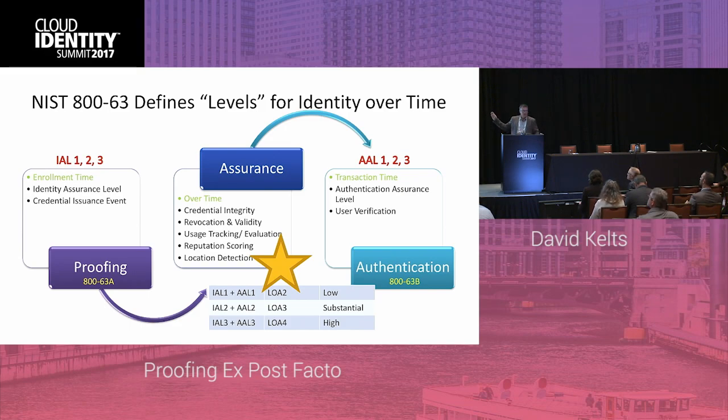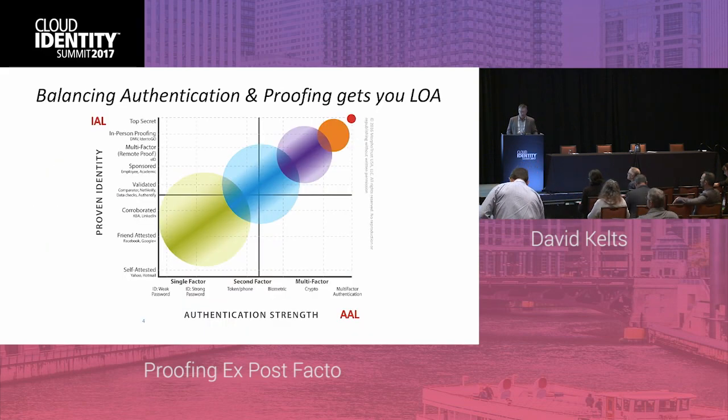When you add up these new numbers, I kind of always go through this math with people. IAL1 plus AAL1 equals LOA2. So these levels of assurance are part of a balance between the proofing value and the authentication value. And when you look at that balance, roughly on the left there is the identity assurance, on the bottom, authentication assurance. These things come together to create the LOAs in the middle as you step up.